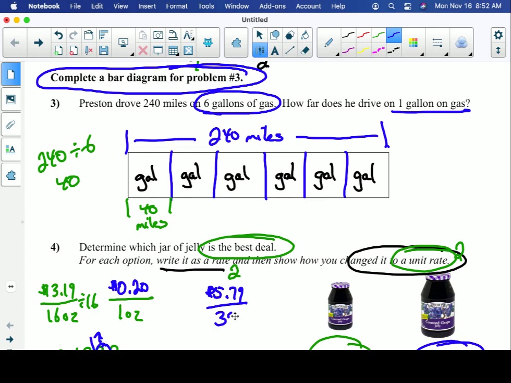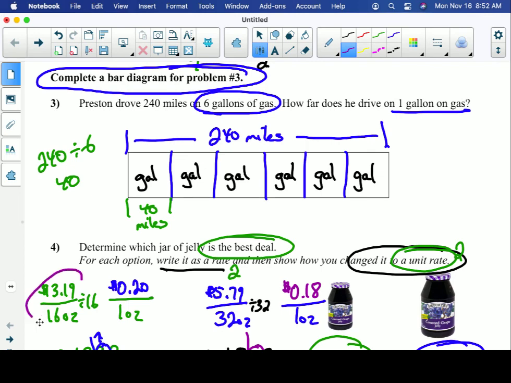$5.79 for 32 ounces. But again, in order to compare them, we need to make them the same size. So I'm going to turn this into a 1 ounce package. Well, to make it a unit rate, I need to divide by my denominator. And there I get 0.1809. And then it's a longer decimal after that. Okay. So I'm going to round it off to 2 decimal places. So I look at that next number. A 0 says we're going to round down. And we're going to round down to 18 cents.